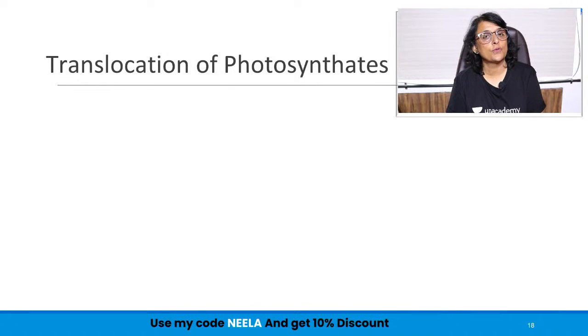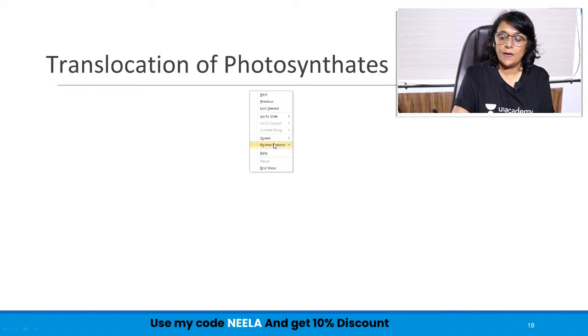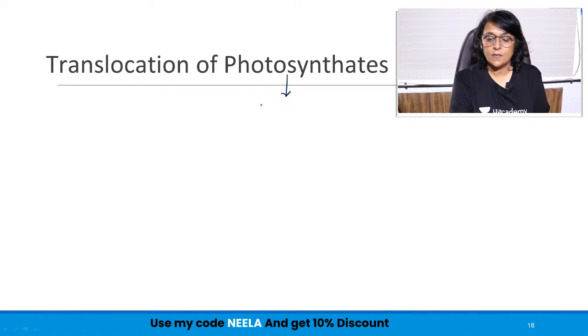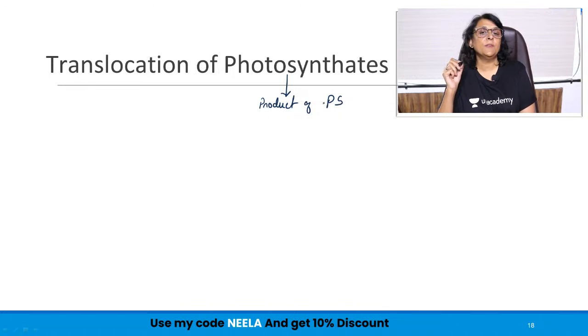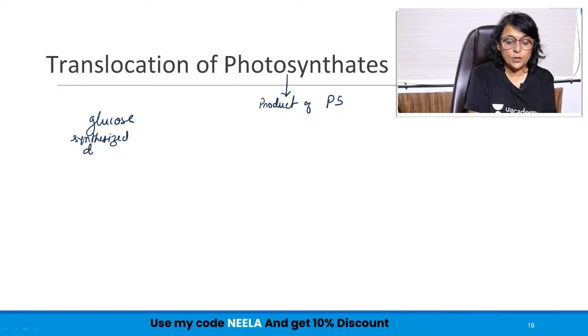translocation of photosynthate. What exactly is our photosynthate? Photosynthate is the substance or organic matter which is synthesized during photosynthesis. So product of photosynthesis. Now here there is something very, very important. What is synthesized is glucose. Glucose is synthesized during photosynthesis.